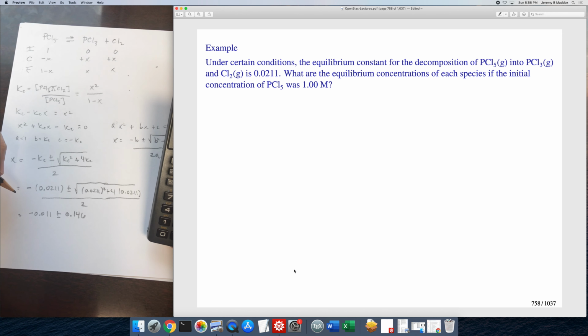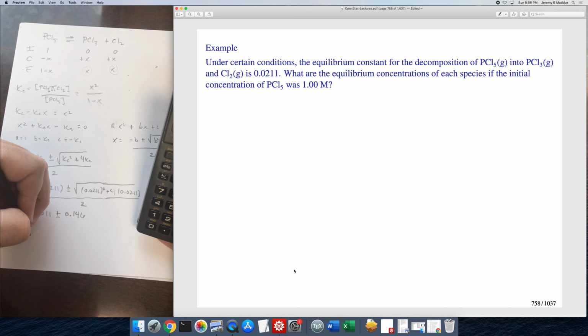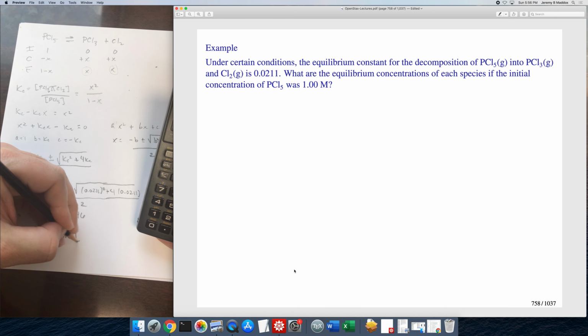Now we've got two roots. One of them is going to be negative, and that's not going to make any sense, right? It's not going to make any sense to have a negative value of x because that implies a negative concentration. So we don't want the negative value, we want the positive root. So we'll take the 0.146 and subtract from that 0.011, and that leaves me with 0.135. That's moles per liter.